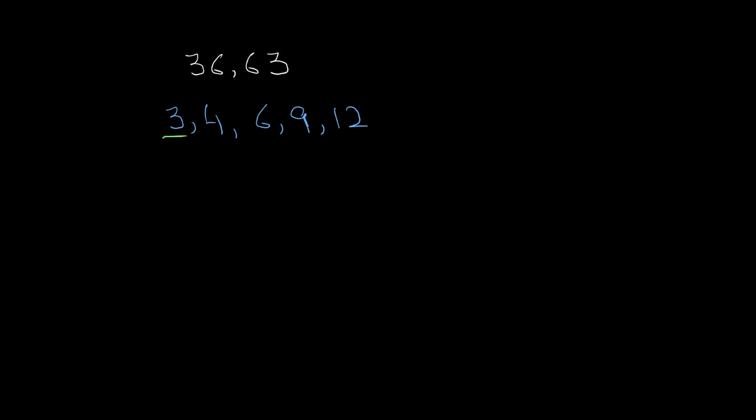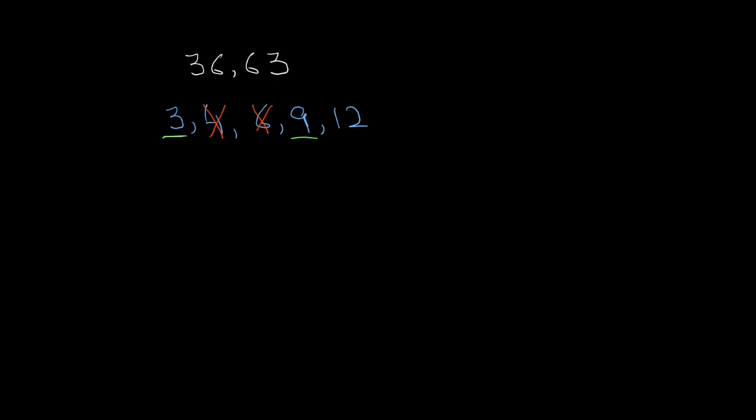4 is not a common factor. 4 does not divide 63. 6 does not divide 63, so it's not a common factor. 9 does divide 63, I'm sorry. 9 does divide 63 because 9 sevens are 63 and 9 fours are 36. So 9 is a common factor, and 12 does not divide 63, hence 12 cannot be a common factor.